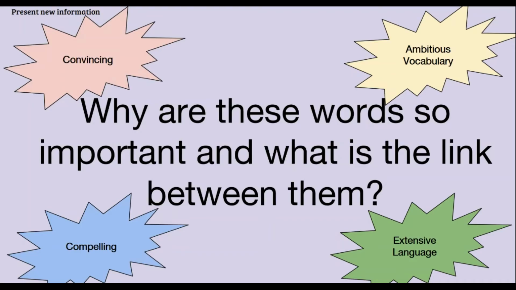Okay, now we will come back to that picture in a minute, but to present you with some new information, we're going to be looking at these 4 key words, and we need to look at these words and have a look at what the link is between them. So we've got the 4 keywords: convincing, compelling, ambitious vocabulary, and extensive language.